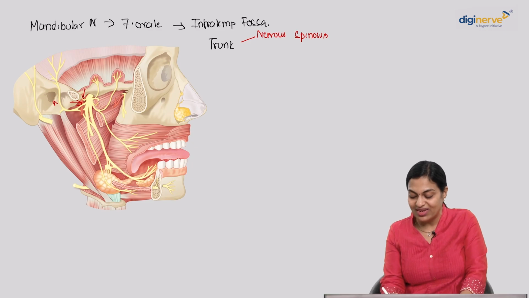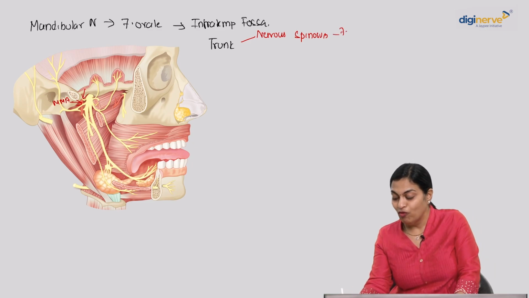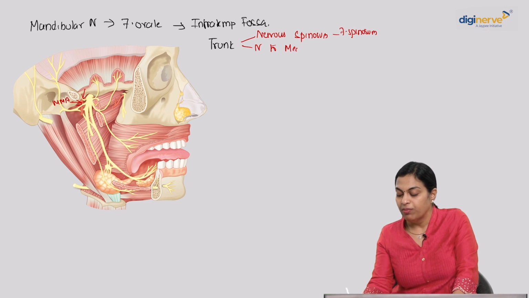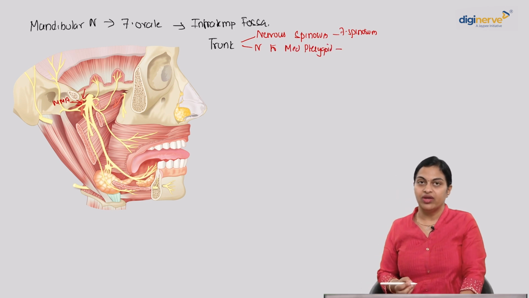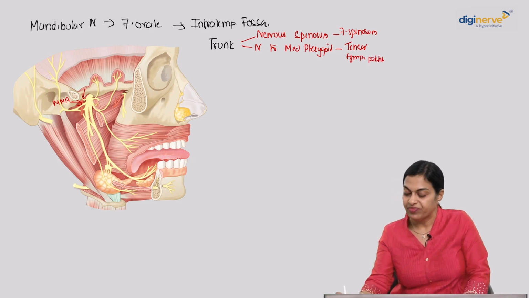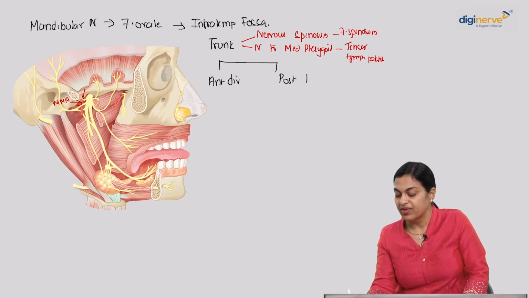This is the middle meningeal artery. So the nervus spinosum and the middle meningeal artery will pass through the foramen spinosum to enter the middle cranial fossa. And then it will give the nerve to medial pterygoid. This nerve to medial pterygoid, after supplying medial pterygoid, will pass through the otic ganglia to supply the tensor tympani and the tensor palatini. The trunk will further divide into anterior division and posterior division.